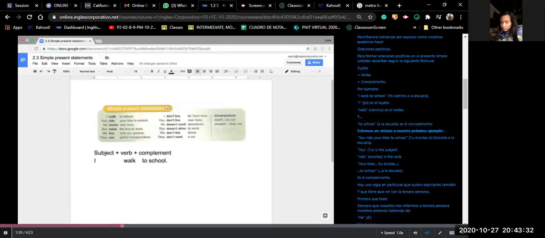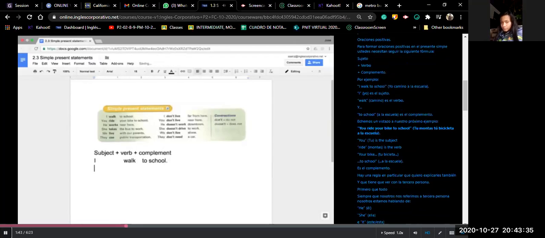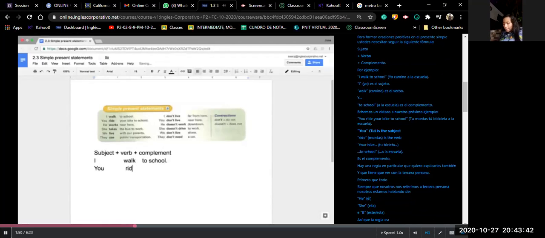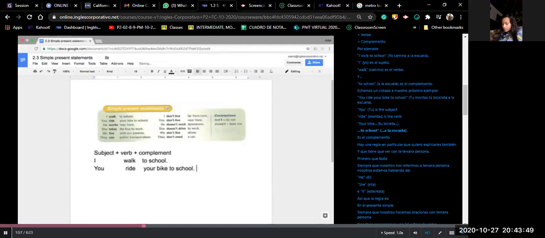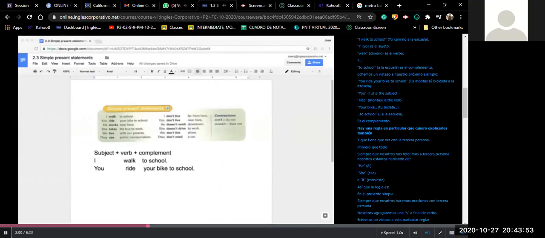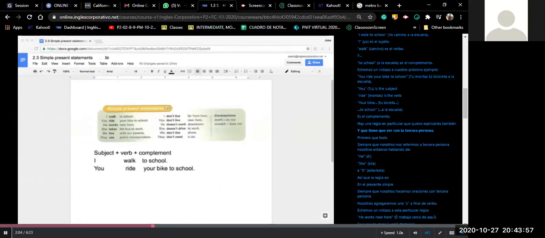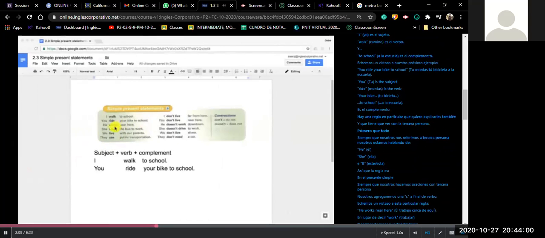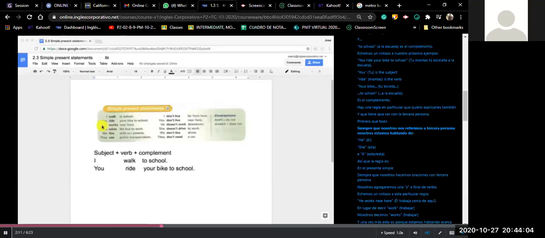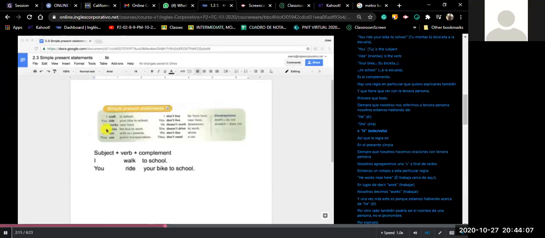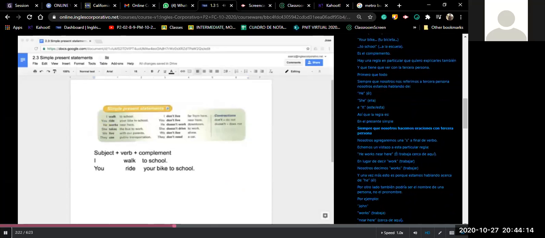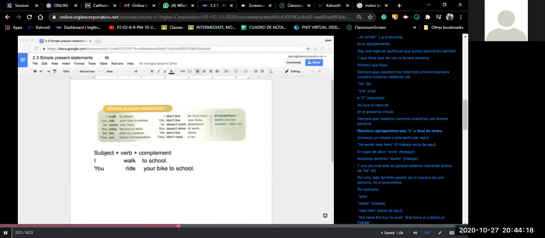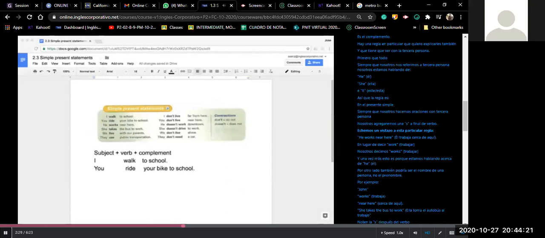Let's take a look at our next example. You ride your bike to school. You is the subject. Ride is the verb. Your bike to school is the complement. There is a particular rule that I'd like to explain as well. And that has to do with the third person. First of all, whenever we refer to the third person, we're talking about he, she, and it. So the rule is, in the simple present, whenever we make statements with the third person, we will add an S to that verb.